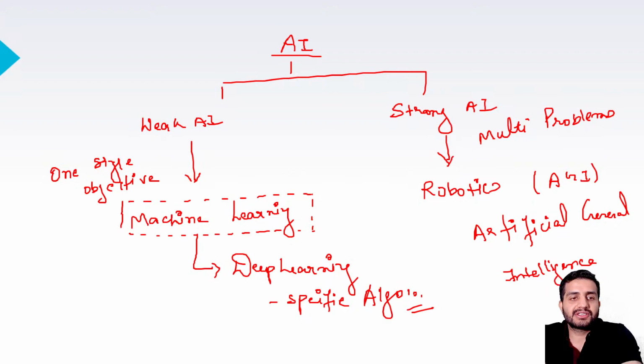Guys, so always have this mindset. In artificial intelligence, we have weak AI and strong AI, and weak AI has one single objective and strong AI has multi-objective. And we try to understand how things can be sorted here in terms of artificial intelligence.